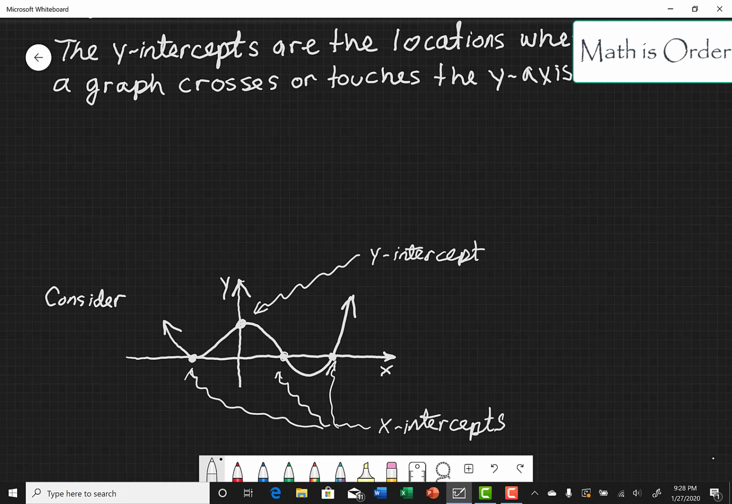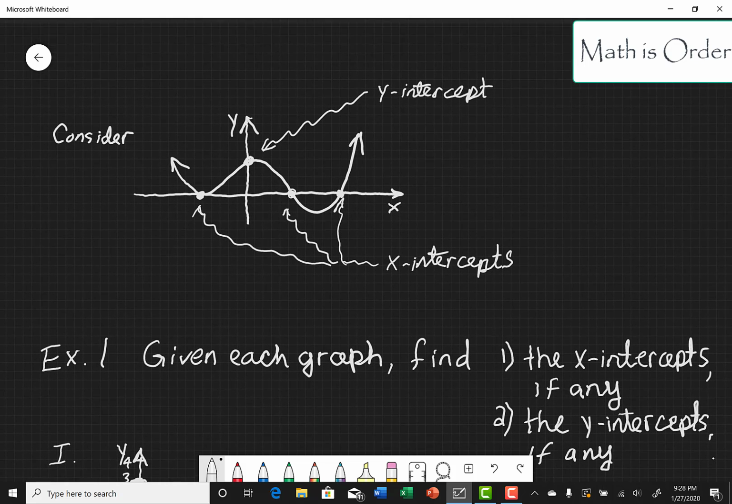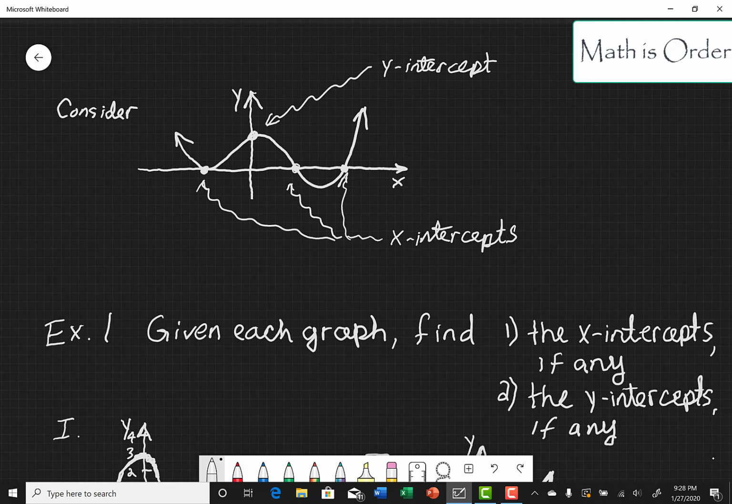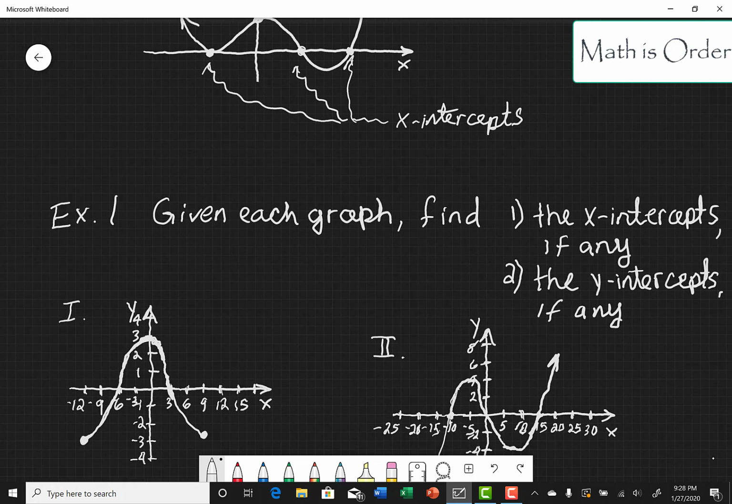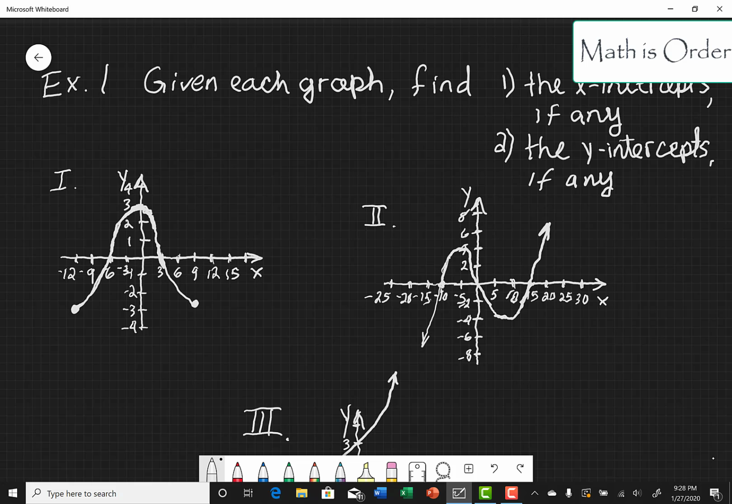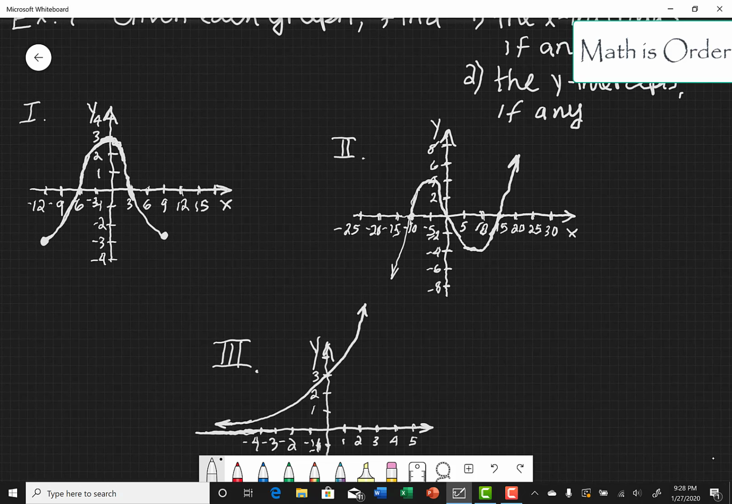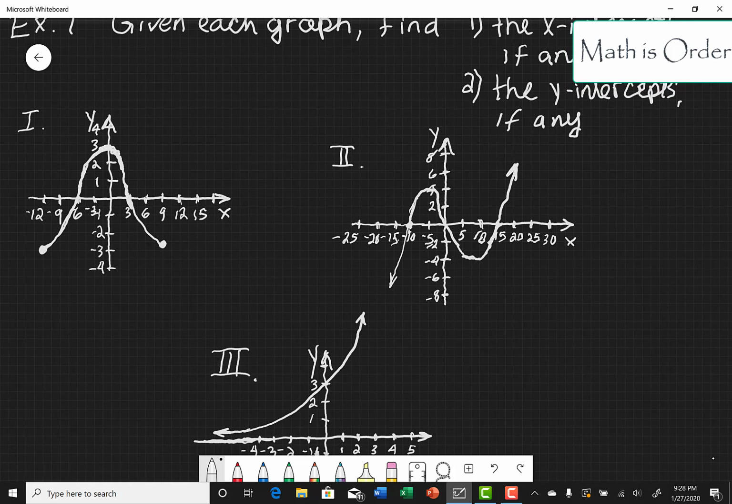All right, and let's look at some more commonly given questions that appear on homework, quizzes, or tests. Let's look at this example here. Suppose we're given a graph, and the question is to find the x-intercepts or y-intercepts, if any. How would we do it? So look at number 1 here.